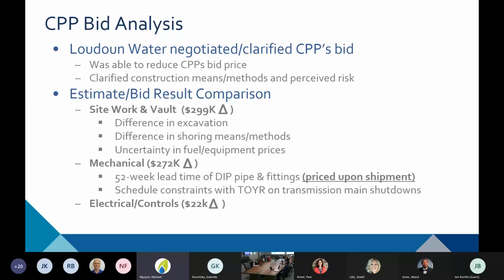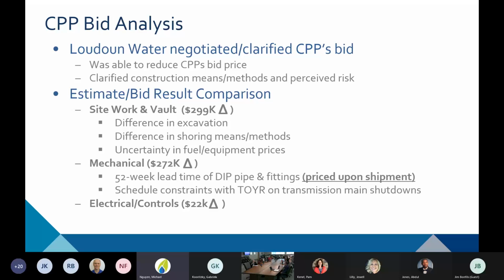So when we look at the different categories, say, the site work and the vault, there were a number of things that the contractor assumed that were different than what the engineer assumed, primarily driven by their plan for excavating the vault and how they plan to shore up that excavation. Those are typically means and methods and not something that we will direct a contractor to do. We tell them what needs to be constructed, but it's up to them to decide how the construction needs to take place.